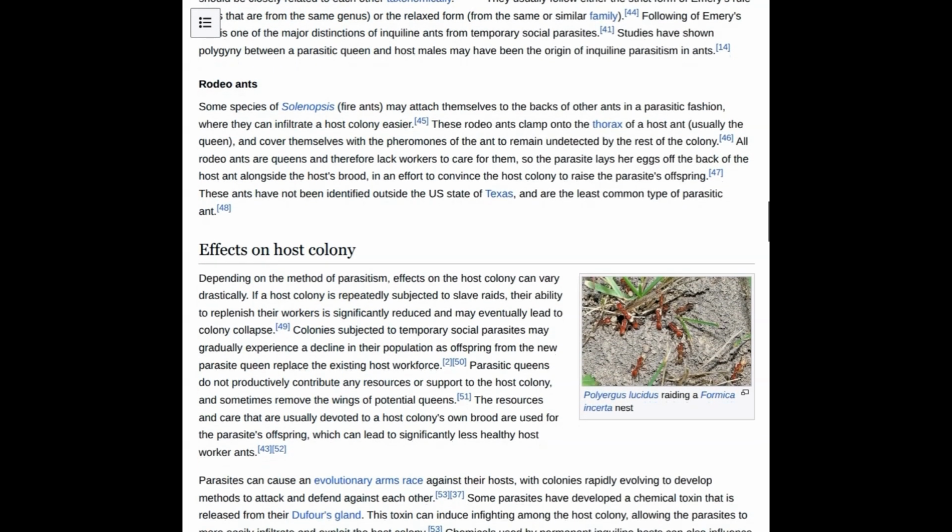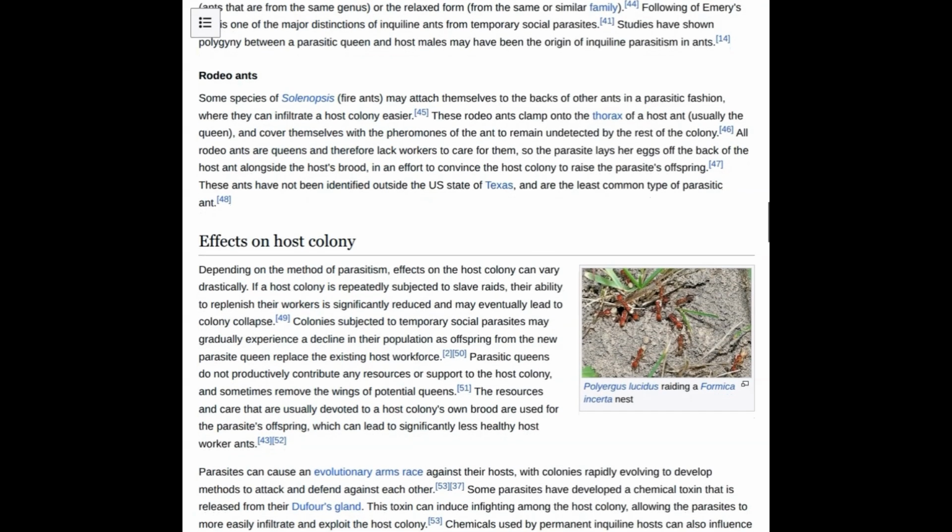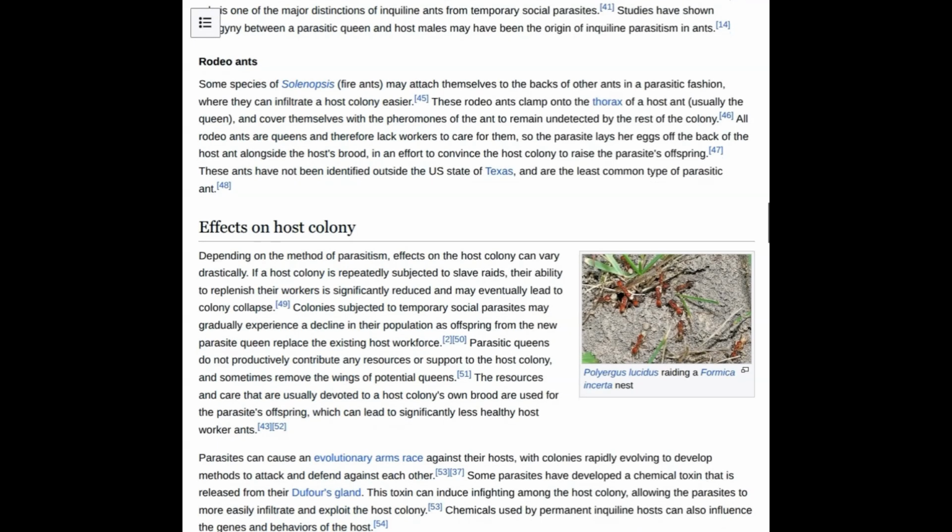So the parasite lays her eggs off the back of the host ant alongside the host's brood, in an effort to convince the host colony to raise the parasite's offspring. These ants have not been identified outside the U.S. state of Texas and are the least common type of parasitic ant.